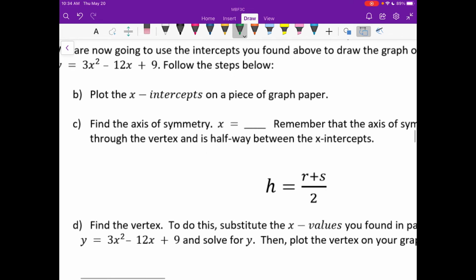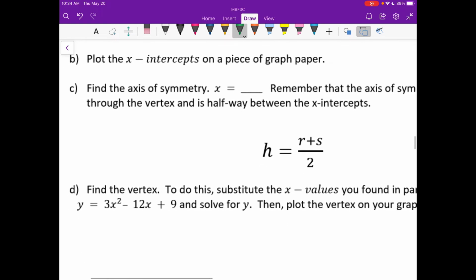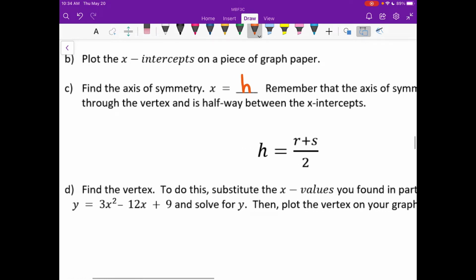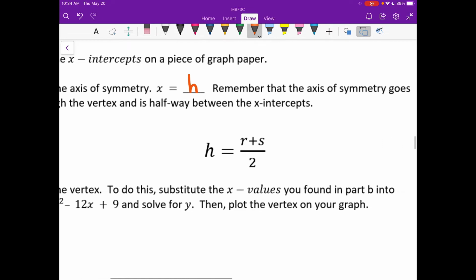Then it says plot the x-intercepts on the piece of graph paper. Did that. Find the axis of symmetry. So remember that the axis of symmetry is going to be x is equal to h, right? So that's our h value. And then remember that the axis of symmetry goes through the vertex, and it's the halfway point between the x-intercepts. So when you're looking at a parabola, the intercepts actually fold over on each other. And the axis of symmetry is that halfway point. That's why it's called axis of symmetry.